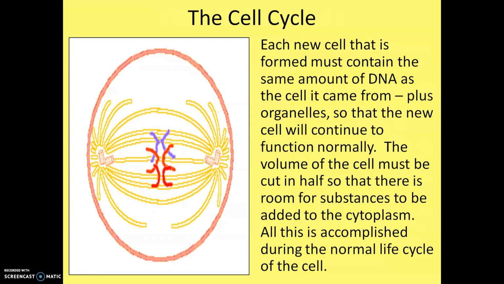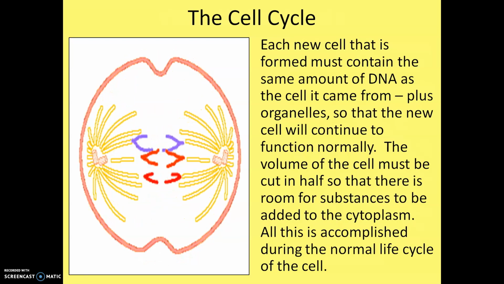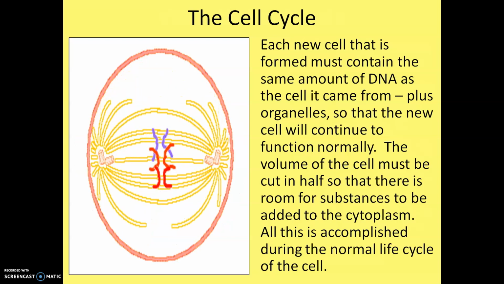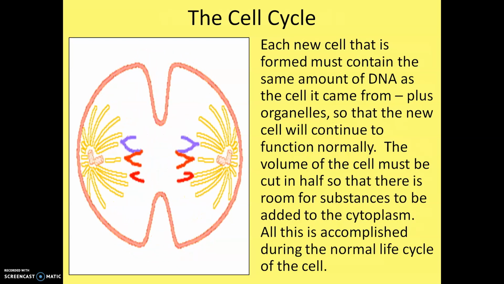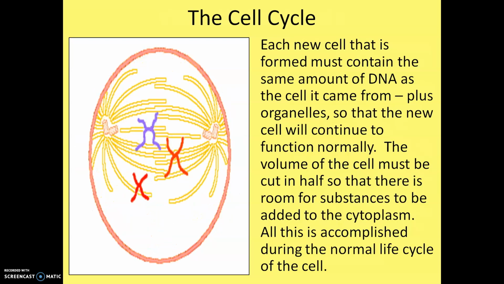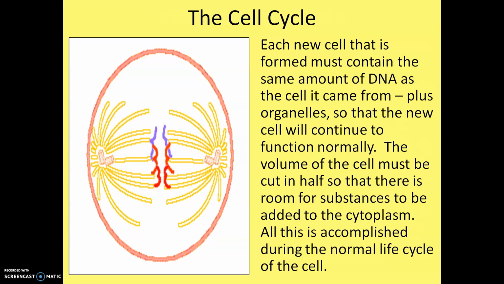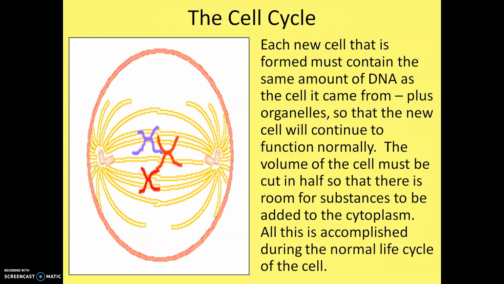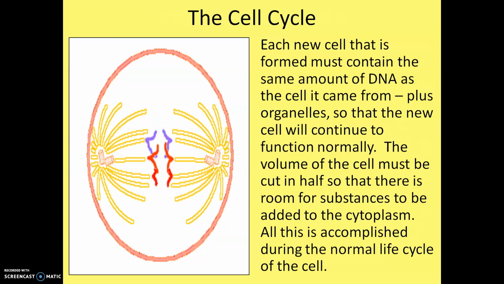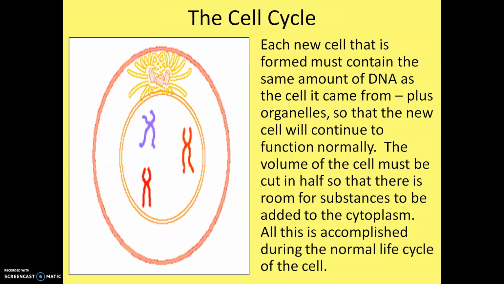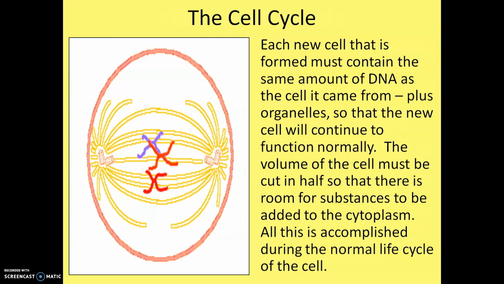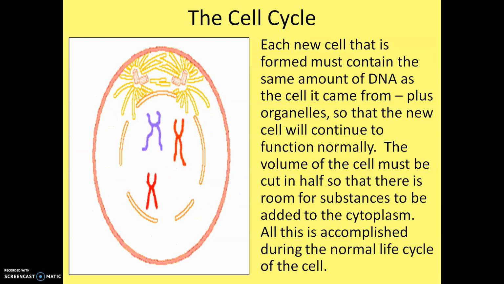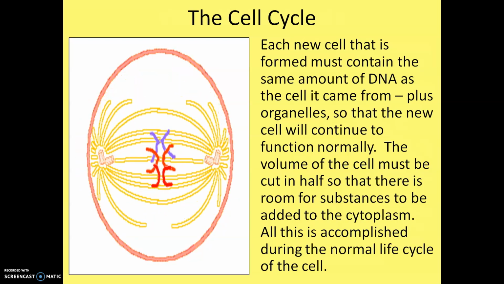So each new cell that is formed must contain the same amount of DNA. As we talked about in our last chapter, every cell needs the same exact copy of DNA to survive so that every cell knows what to do. So the DNA within a cell needs to be replicated and then needs to be split between the two cells. The volume of the cell must also be cut in half so that there's room for substances to be added to the cytoplasm. We need organelles for each cell. We need a lot of different things to happen.